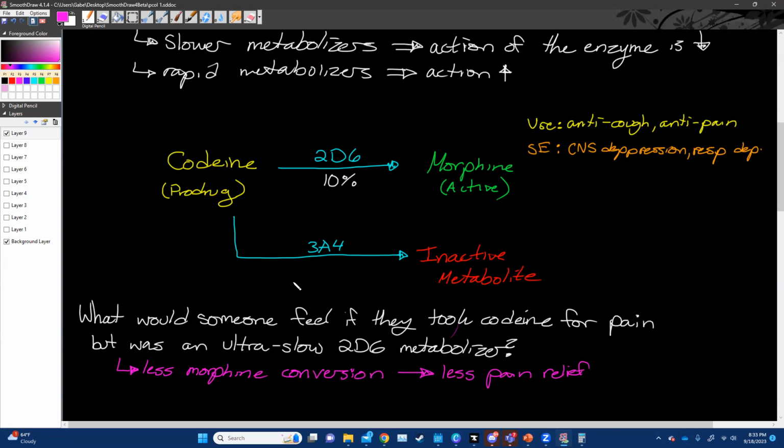So in other words, an ultra slow metabolizer is basically turning this off. The effect of the enzyme goes down. So instead of 10%, maybe it's 1%.